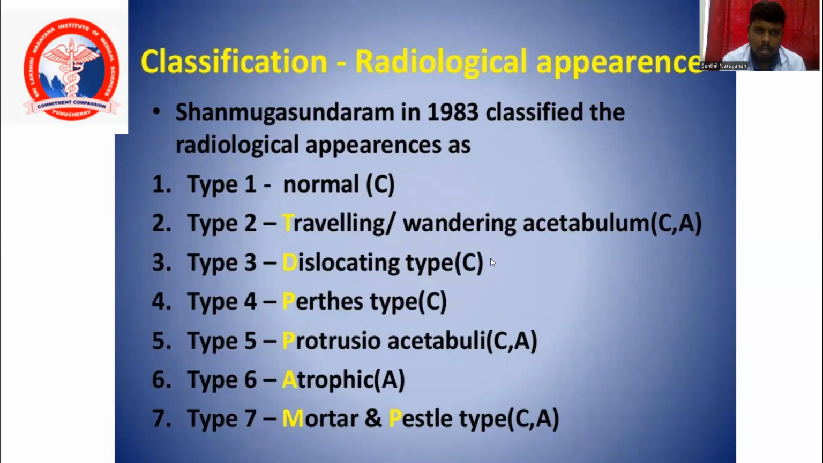So type 1 is normal. Type 2 is traveling or wandering acetabulum. Type 3 is dislocating type. Type 4 is Perthes type. So type 5 is protrusio acetabuli. Type 6 is atrophic. Type 7 is motor and festule.